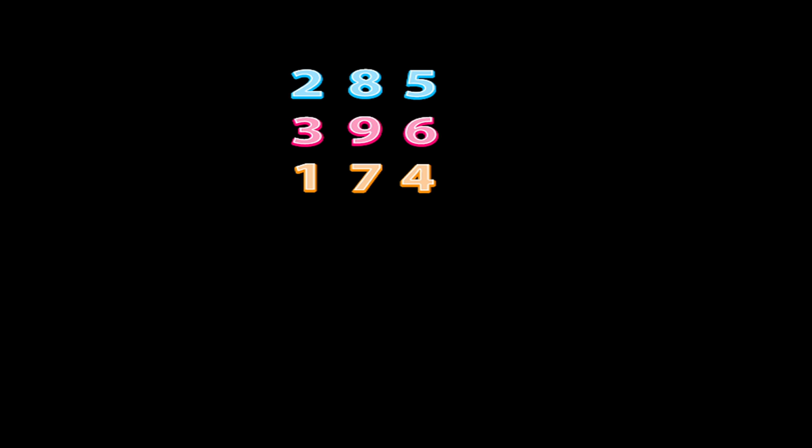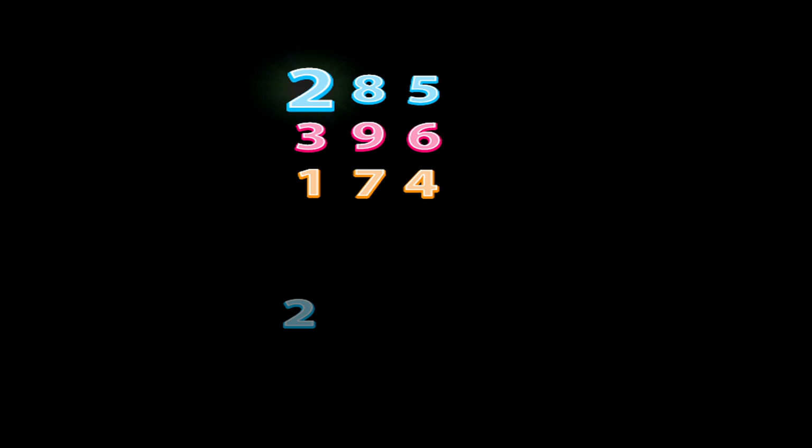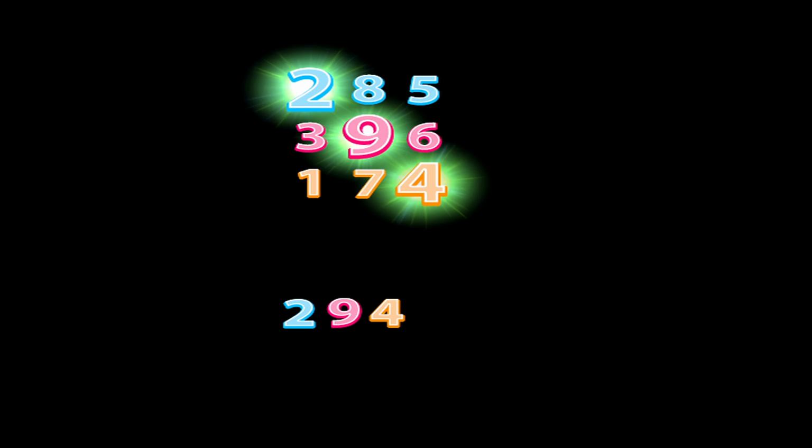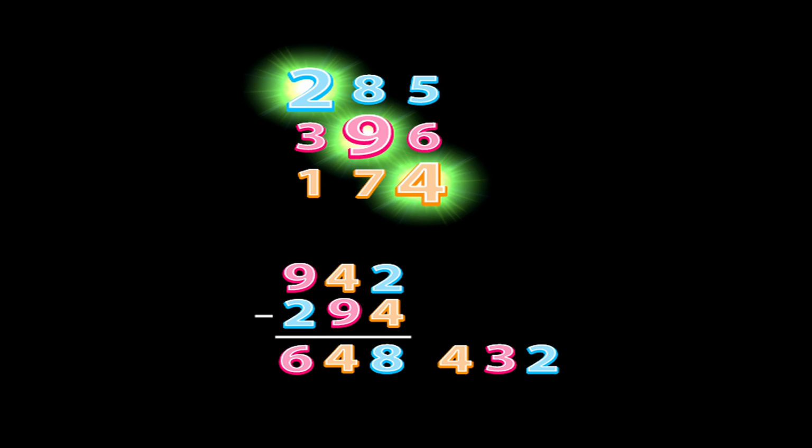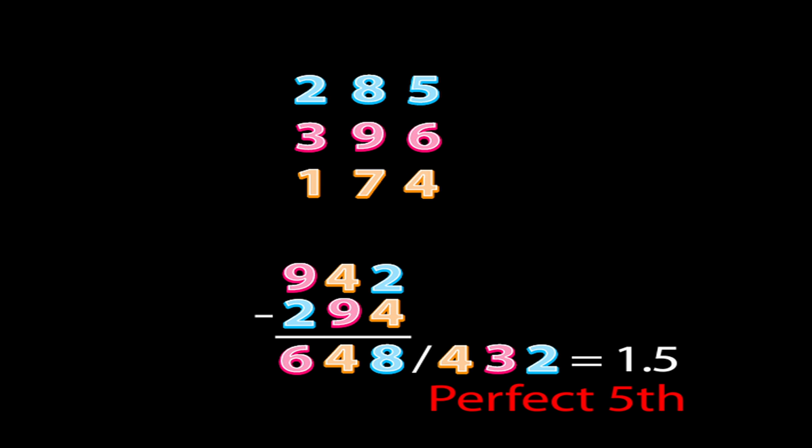So what I did next was decided to take the upper left 2 and go down diagonally to the right, 294, subtract that from its shifted pair, and I get 648. And I divide that by the 432, and I get a perfect fifth.